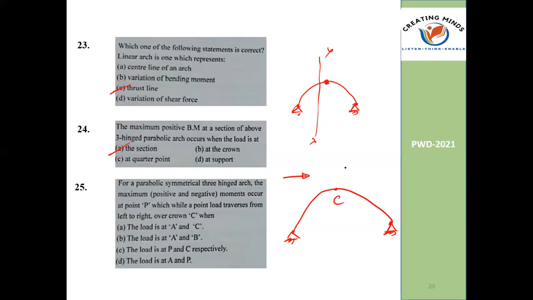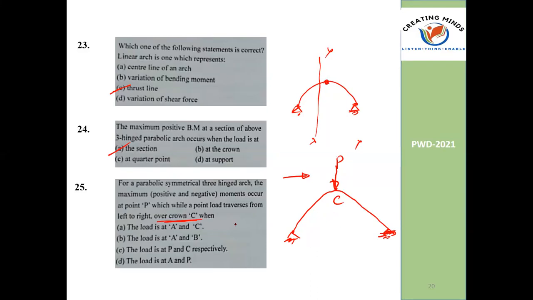See, if you take a section somewhere, this is section C. For this particular problem, C is the crown point. So you are moving the load P. If you put it at a section, you may expect the maximum moment at that section. Here, it is not a section; the statement says over the crown. So no section will come. So P is on the crown.